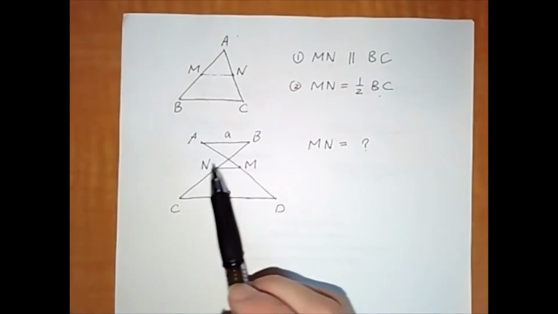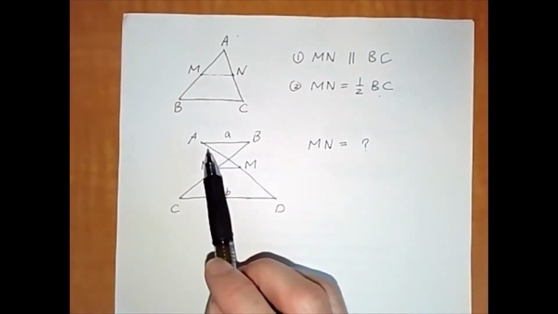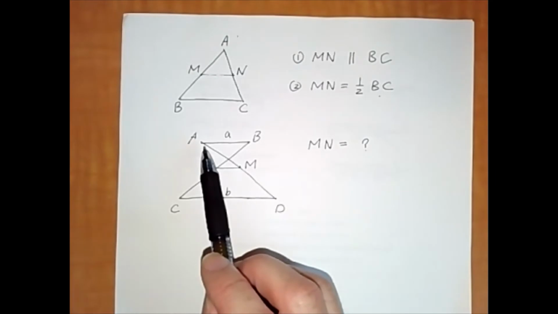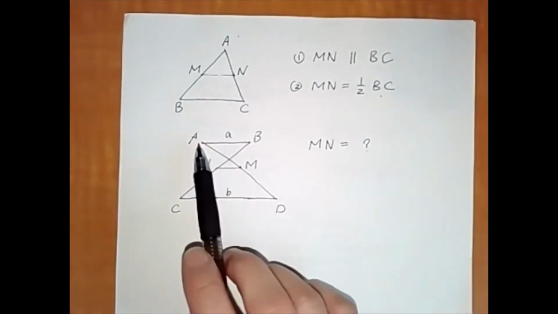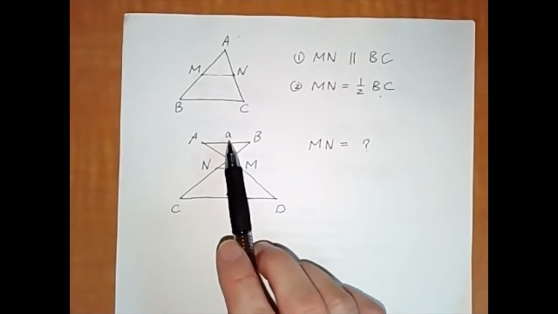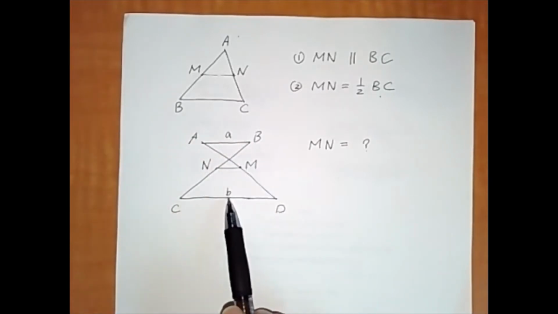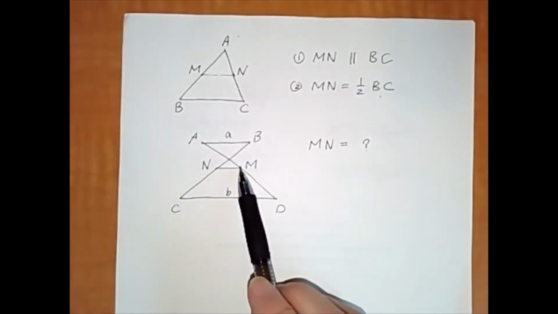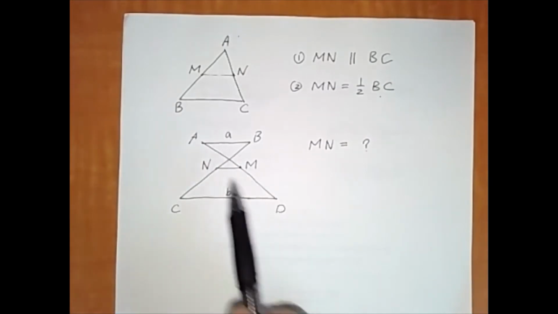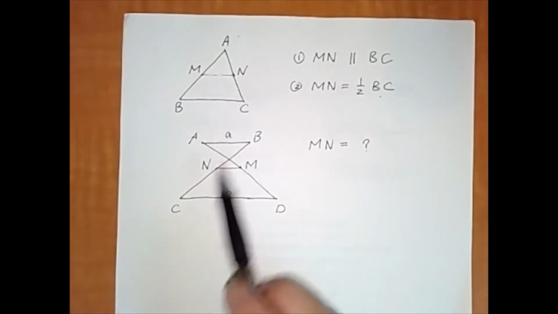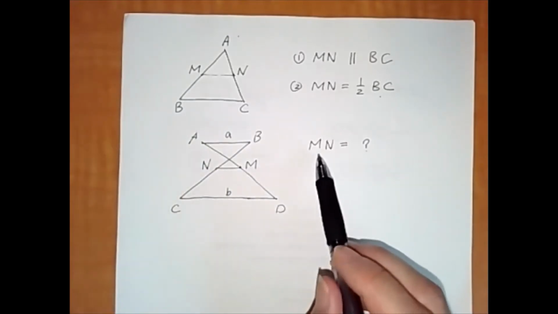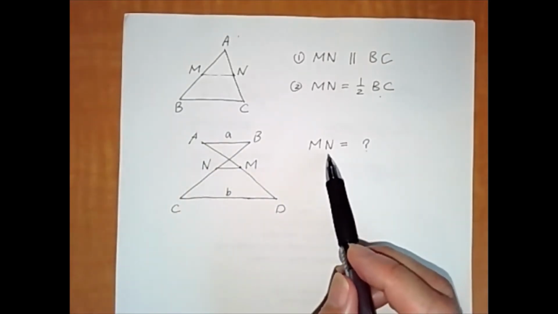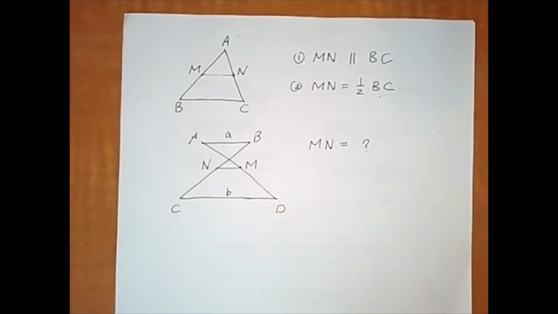So look at the figure. AB is parallel to CD, and AB equals A, and CD equals B. M is the midpoint of AD, and N is the midpoint of BC. Then what is the length of MN in terms of A and B?